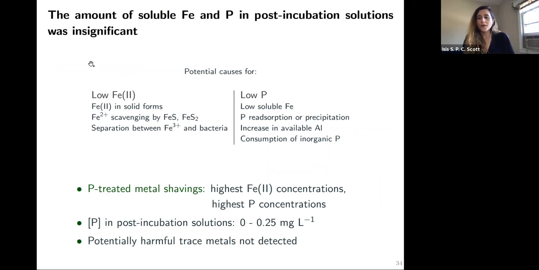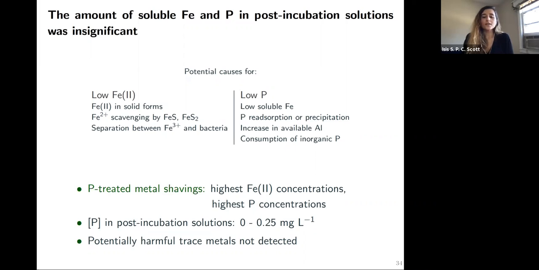Okay, so when we analyzed the incubation solutions, we saw that the amount of soluble phosphorus and iron 2 was insignificant. And some of the potential causes for that are listed in this table here. So for example, some of the reasons for low iron 2 concentrations can be that iron 2 can also be found in solid forms. For low phosphorus concentrations, one of the reasons can be because of phosphorus reabsorption or precipitation, given the other elements that were also present in the solution.